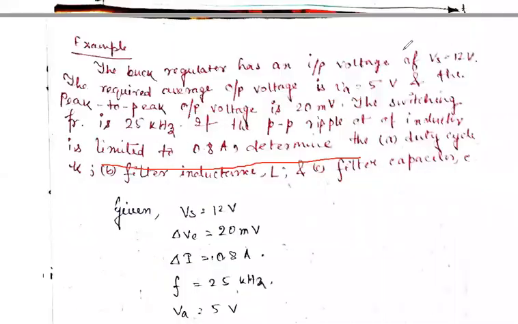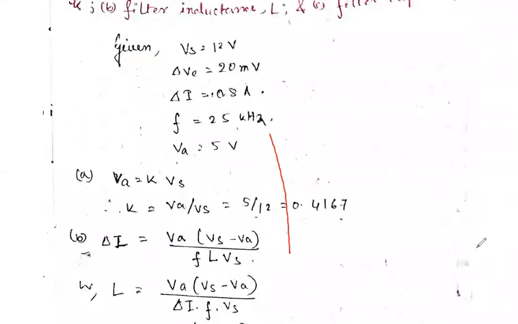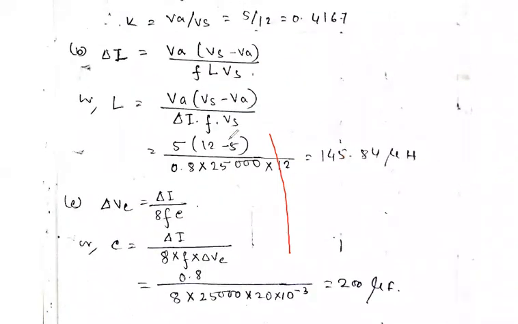And there is an example. In this example, Vs, ΔVc, ΔI, f, Va are all given. Then we have to find out Va and ΔI. From the formula we get all the things. Up to this, today we stop here.